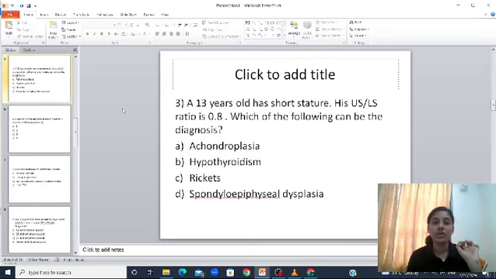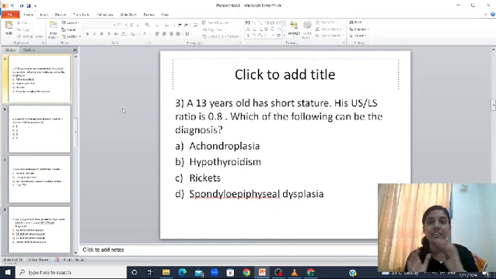Going on to the next question, regarding short stature. A 13 year old child has short stature with an upper segment to lower segment ratio of 0.8. Normally in a child of 10 years of age, the upper segment to lower segment ratio will be nearly equal to 1. Here it is 0.8, meaning the ratio is decreased. When the ratio is decreased, which part is mainly affected? The numerator, that is the upper segment.